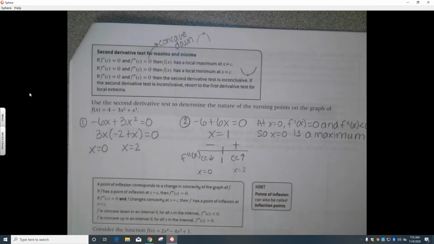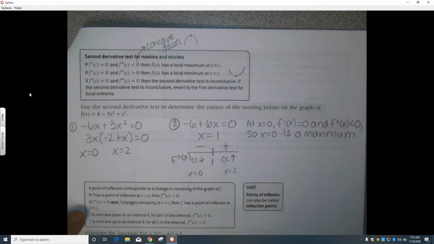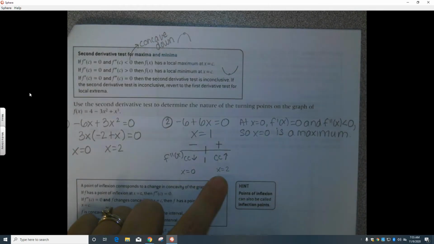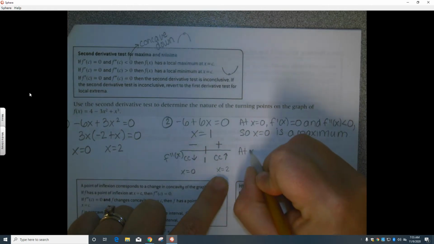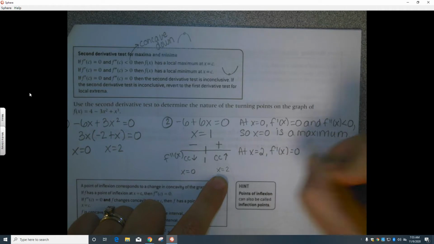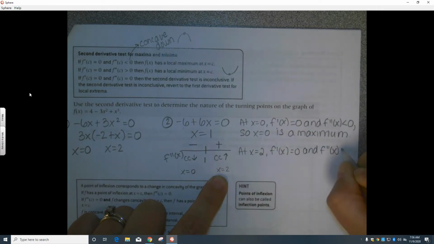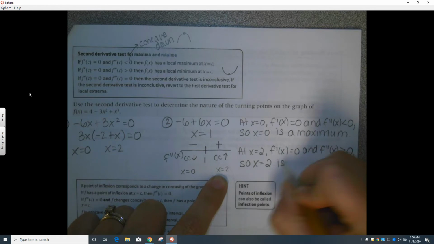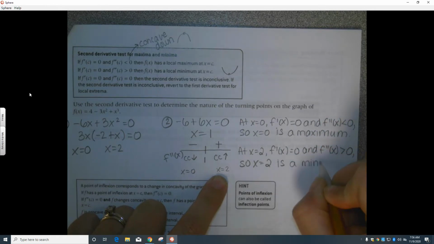So notice you're stating all of those conditions, and then we're writing our conclusion. So a similar statement here would be at x equals 2, f prime of x was 0, and f double prime of x was greater than 0. So x equals 2 is a minimum.